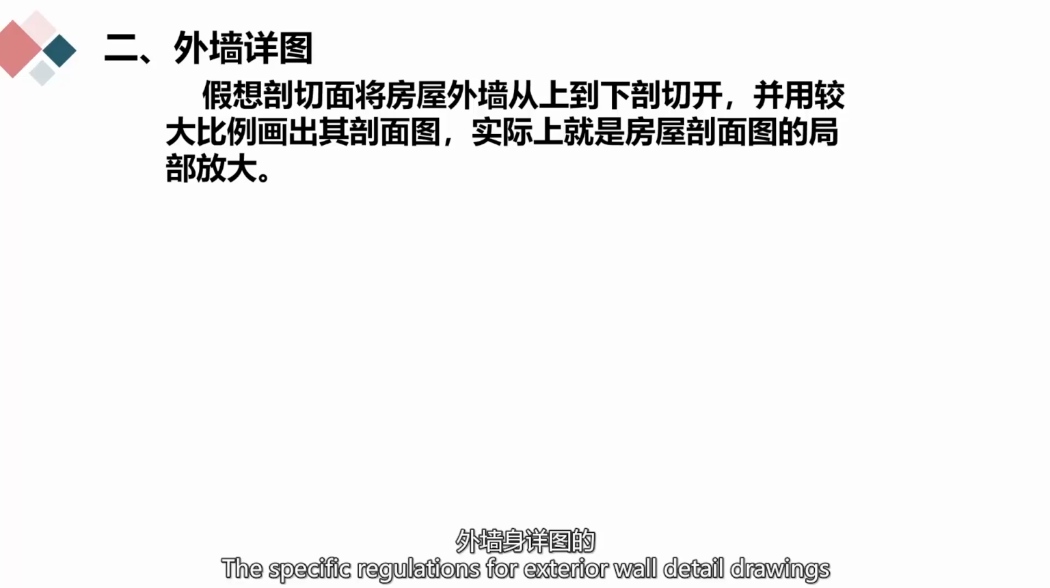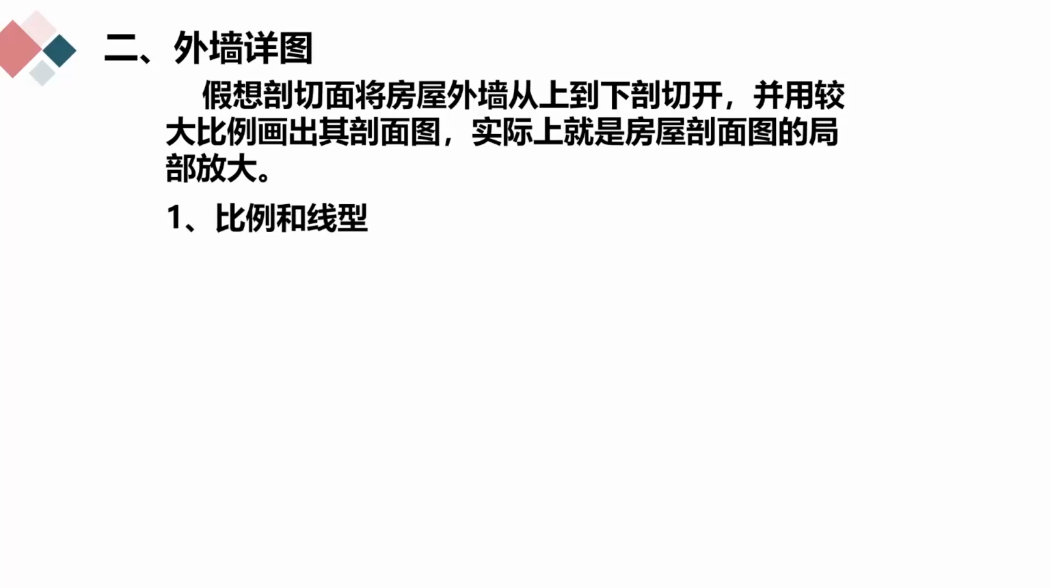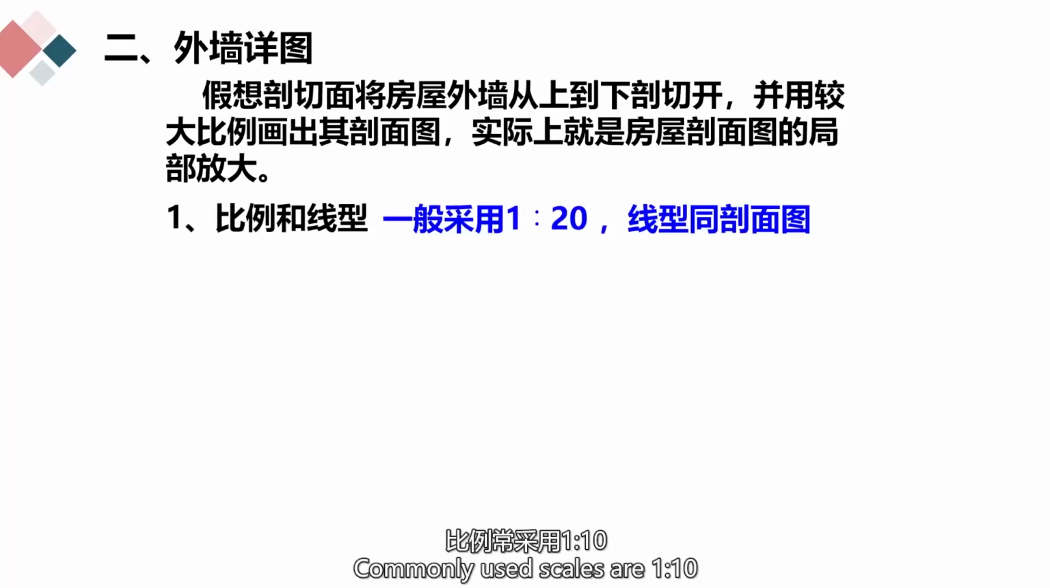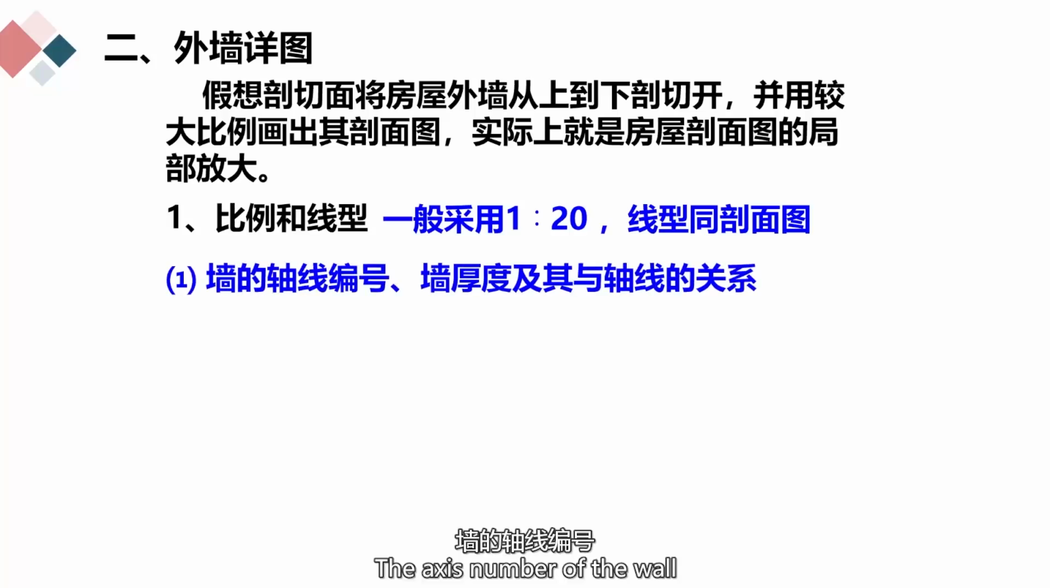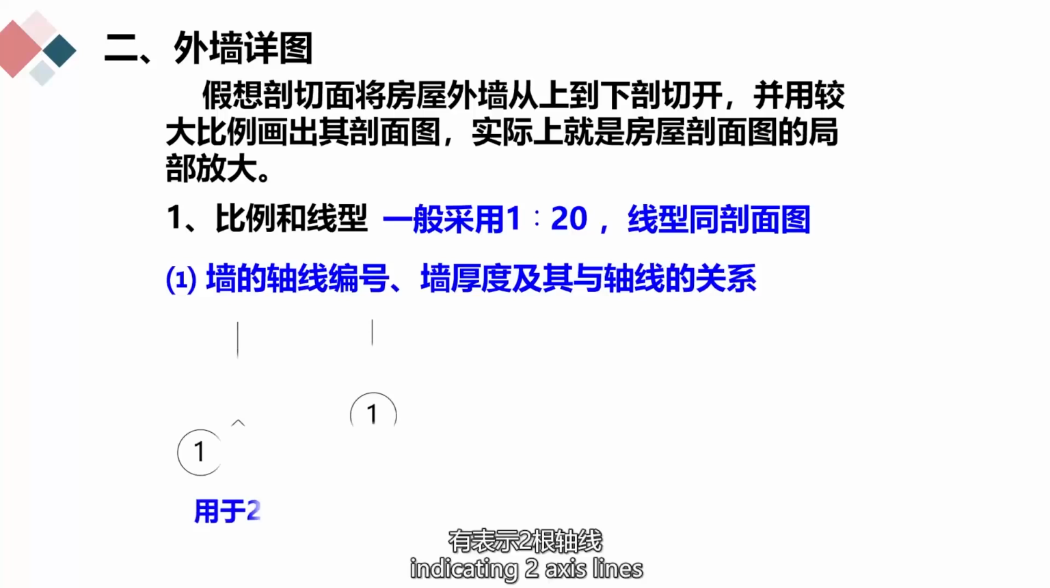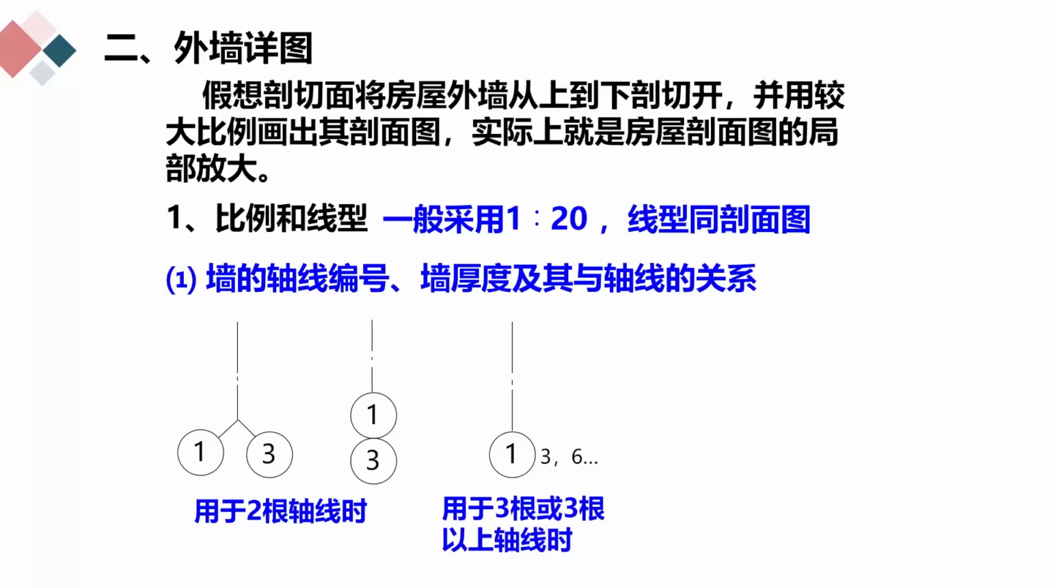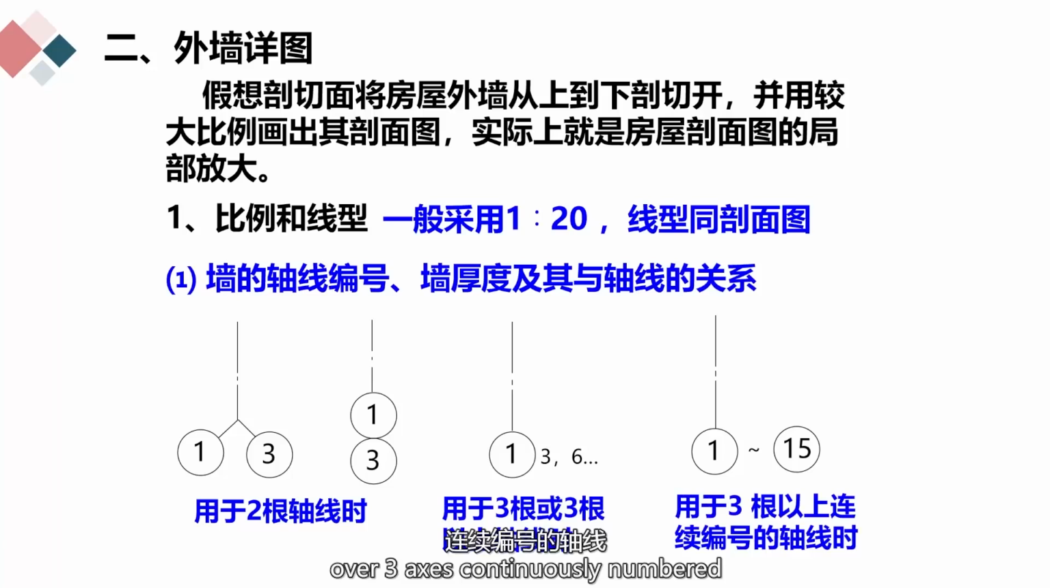The specific regulations for exterior wall detail drawings are as follows. Commonly used scales are 1 to 10, 1 to 20, 1 to 50, and the line types are the same as those in sectional drawings. The axis number of the wall is shown in the figure, indicating 2 axis lines, 3 axis lines, or more than 3 axis lines, as well as over 3 axes continuously numbered.